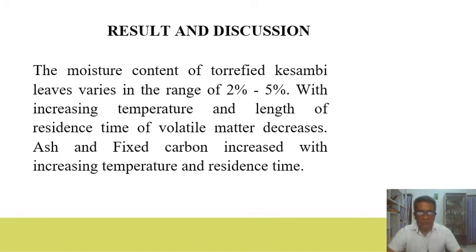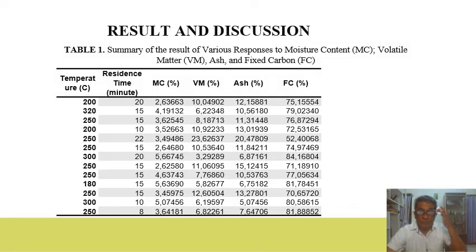The moisture content of torrefied Kasambi leaves varies in the range of 2 to 5%. With increasing temperature and length of residence time, volatile matter decreases. Ash and fixed carbon increase with increasing temperature and residence time. A summary of the responses for moisture content, volatile matter (VM), ash, and fixed carbon (FC) is presented in table 1.